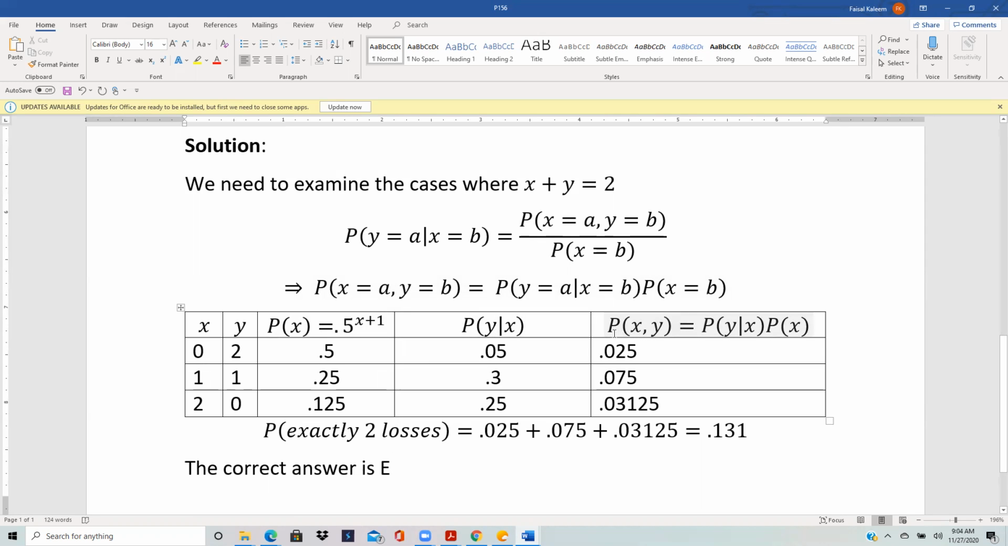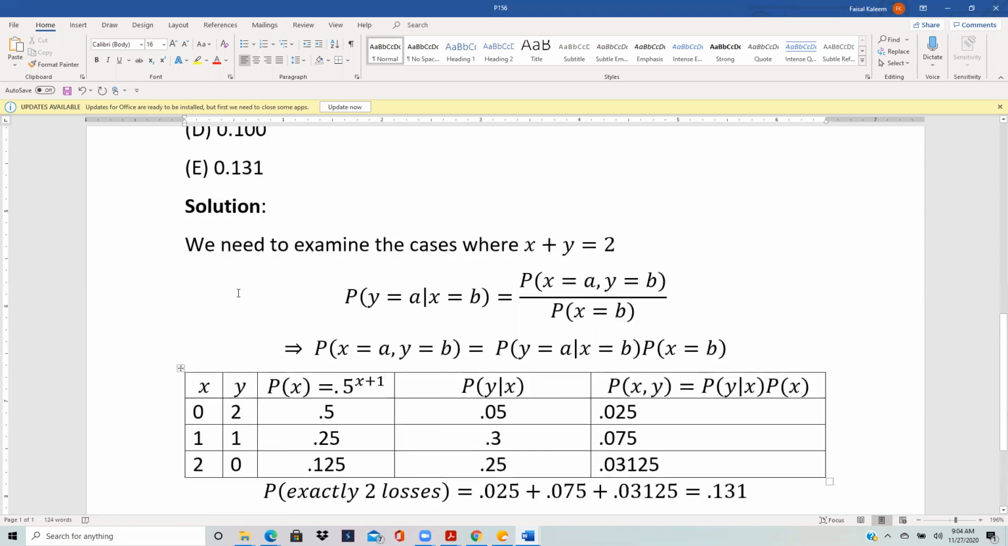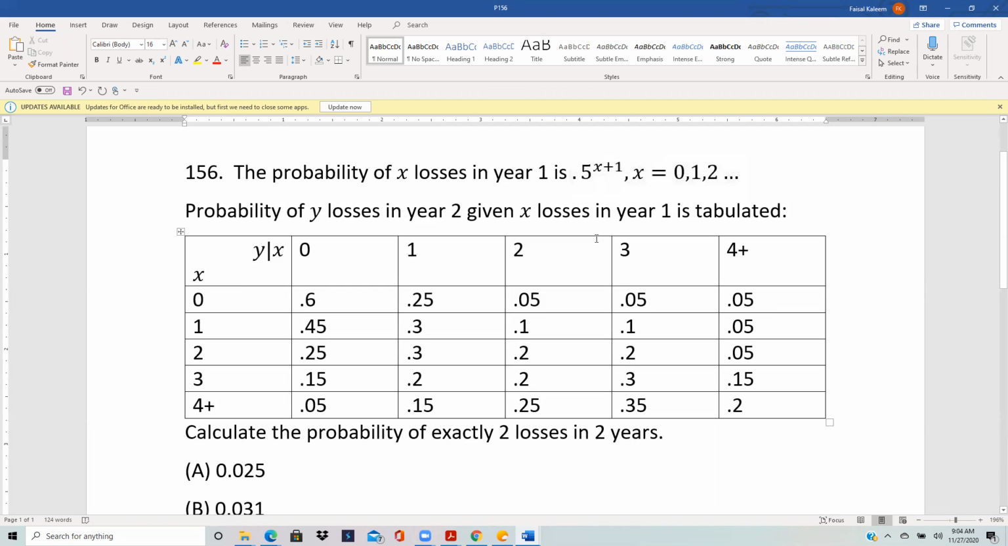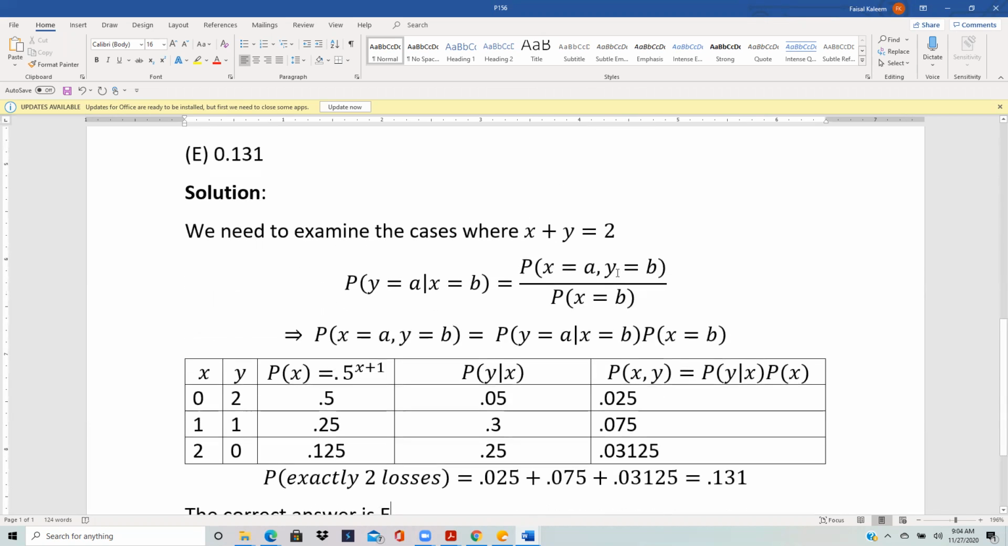Okay, so these are the cases where X and Y sum to 2. The probability of X losses in year 1, where X is the losses in year 1, is given by this formula. That's the first thing that was given to us. So when X is 0, this would be 0.5 power 0 plus 1, which is 0.5. And when X is 1, this is 0.5 power 1 plus 1, which is 0.25. And similarly, this one is for X equals 2.